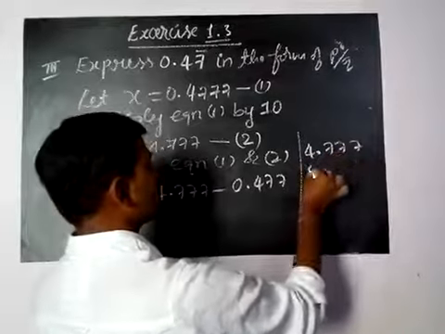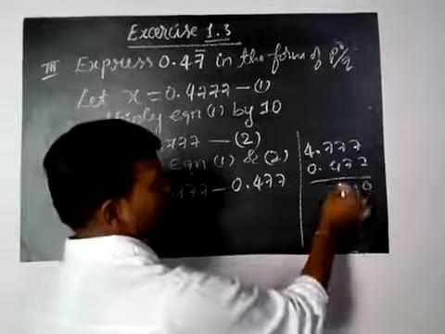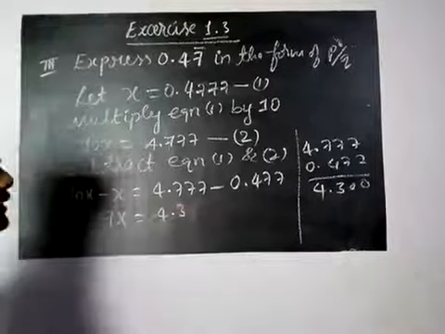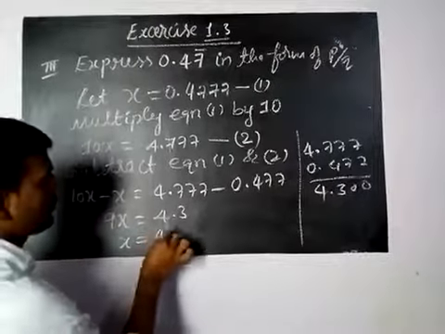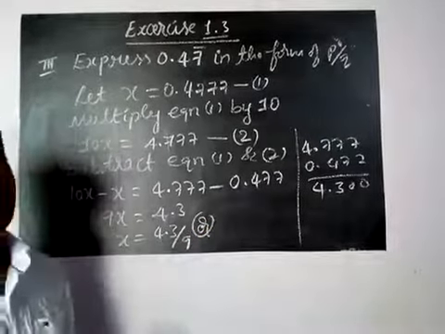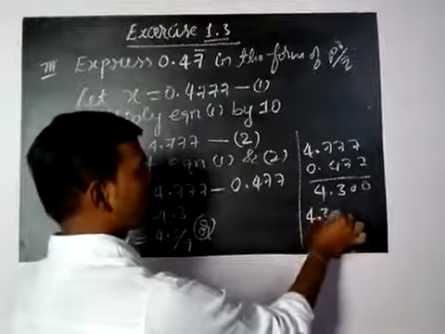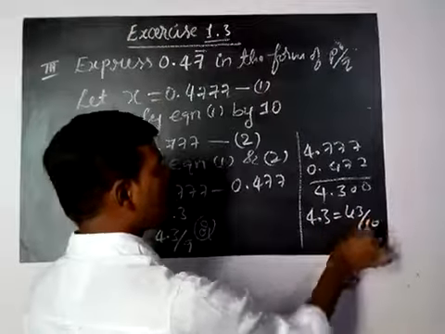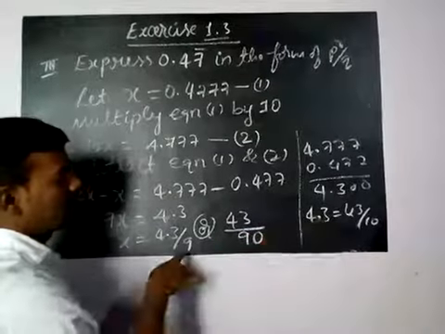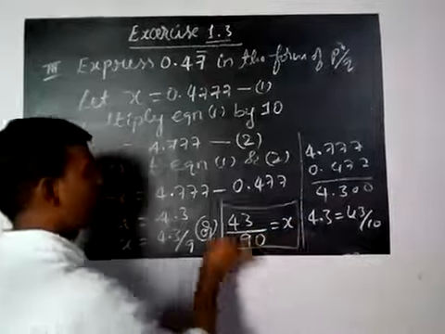4.777 minus 0.477. 7 minus 4 is 3, so 4.3. Then x is equal to 4.3 by 9. In the numerator there is a decimal, so to convert that decimal into a whole number fraction we get 43 by 10. So here, 43 by 90, since that 10 is multiplied with the 9, so we are getting 43 by 90 as the value of x.